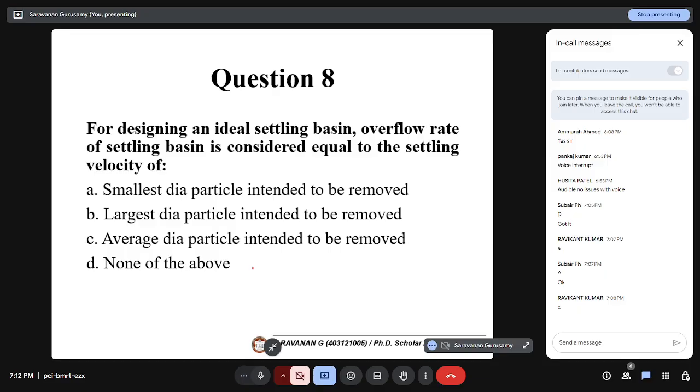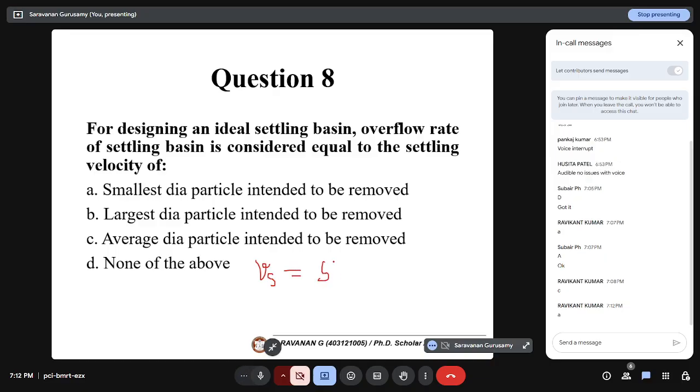Eighth question is, for designing an ideal settling basin, the overflow rate of a settling basin is considered equal to the settling velocity of which particle? I am considering settling velocity equal to the surface overflow rate. Which settling velocity do I have to take?